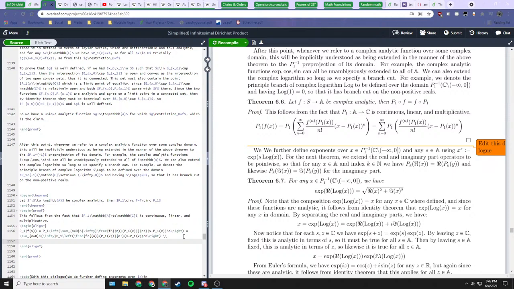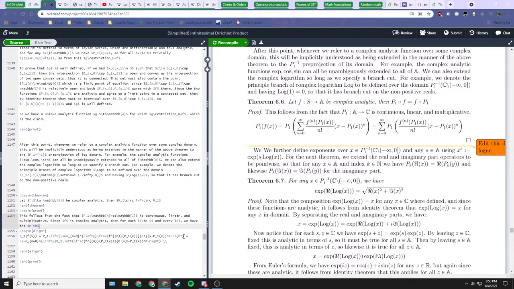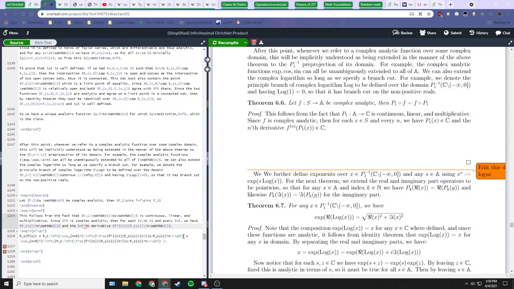And then we want to note, since f is complex analytic, then for each x in S and every n, we have p1 of x is in C, and the nth derivative of f at p1 of x is in C, so that's a complex number. It didn't like what happened. That's why.